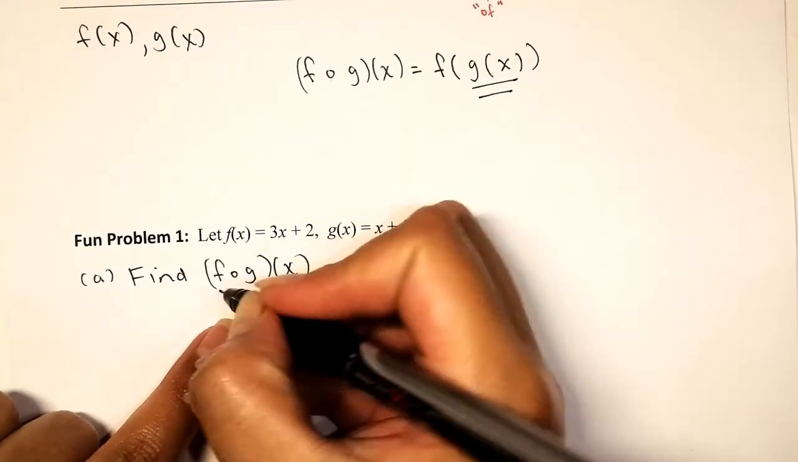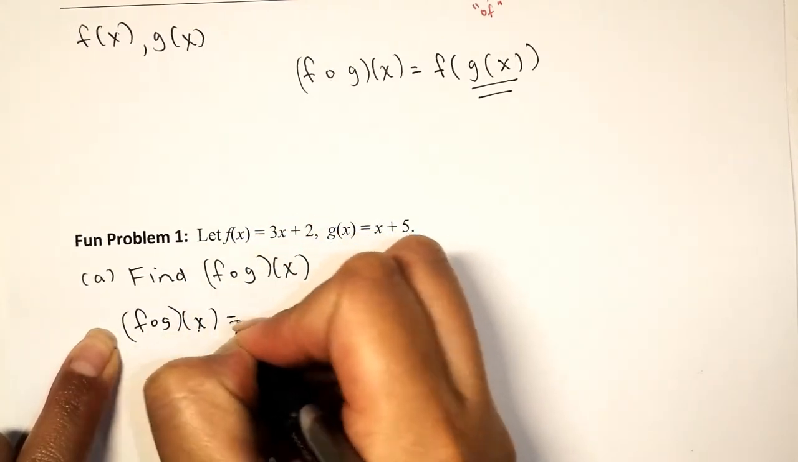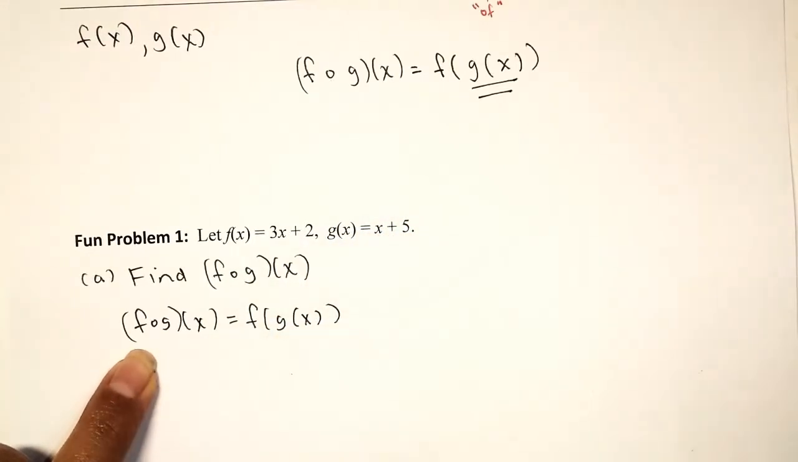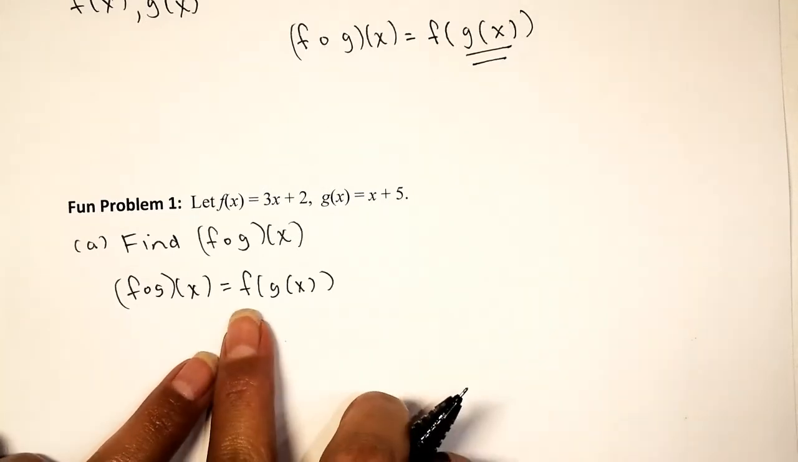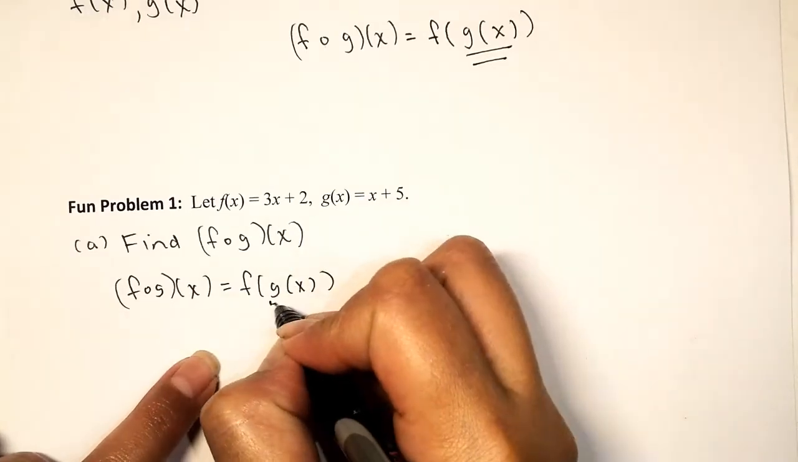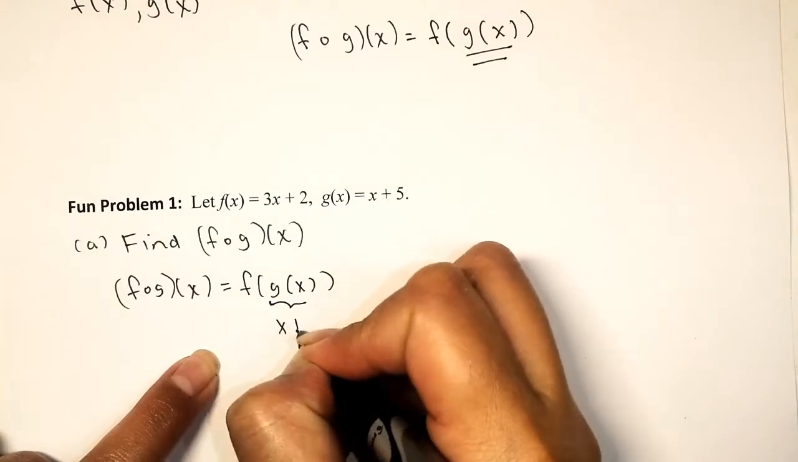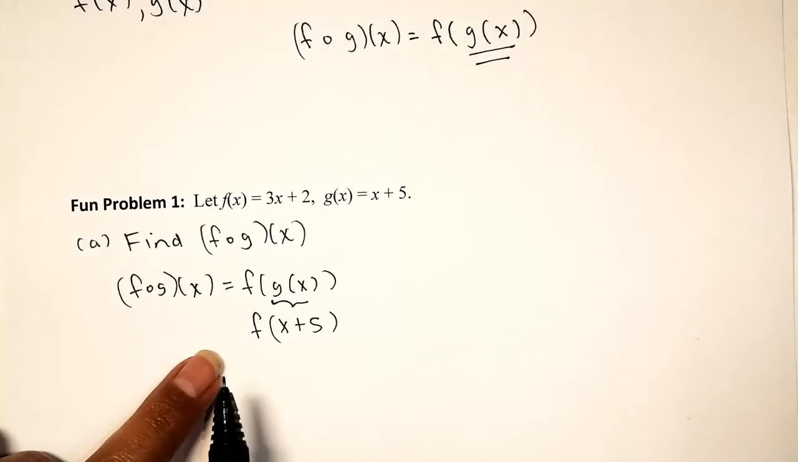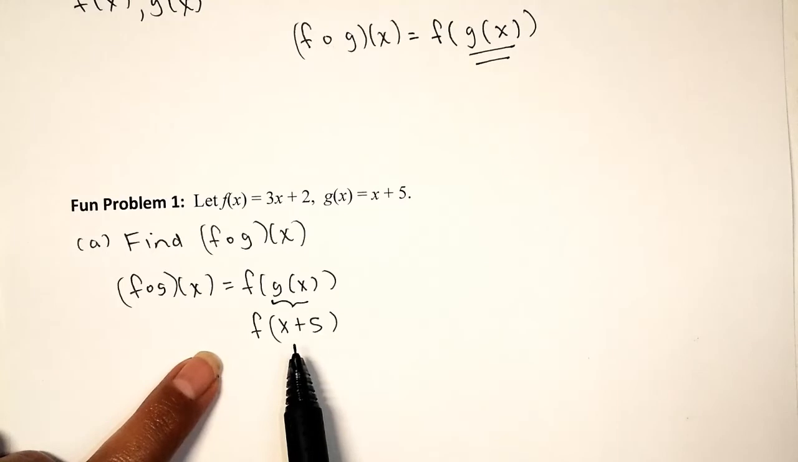So we have f of g of x is the same as f of g of x, written in the other format. So what are we gonna do? We are gonna find f of the inside. What is g of x? According to the problem, g of x is x plus 5. Fantastic. So far, f of g of x is code for find f of x plus 5.